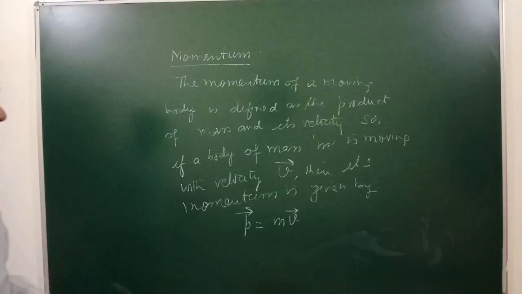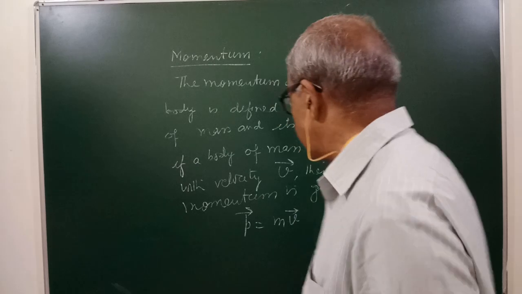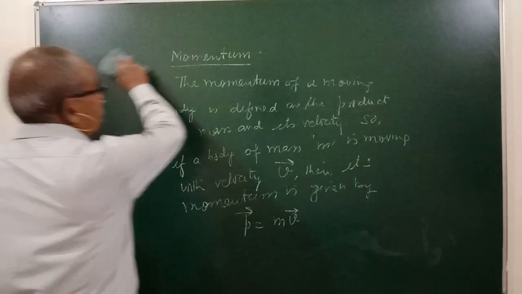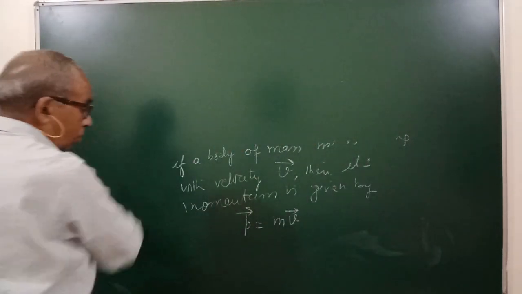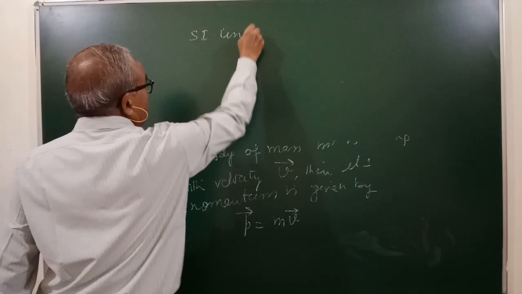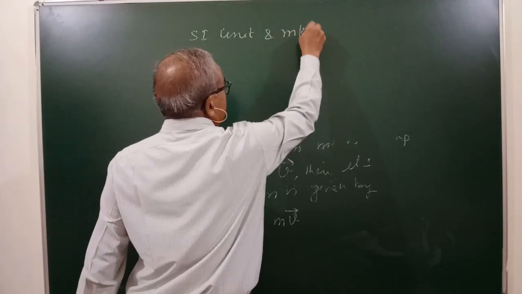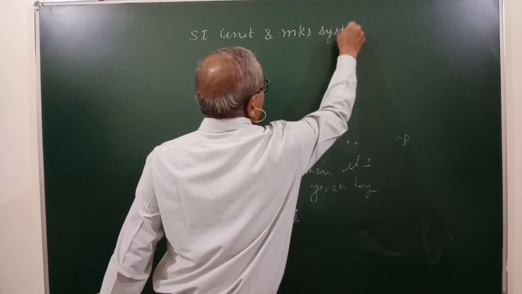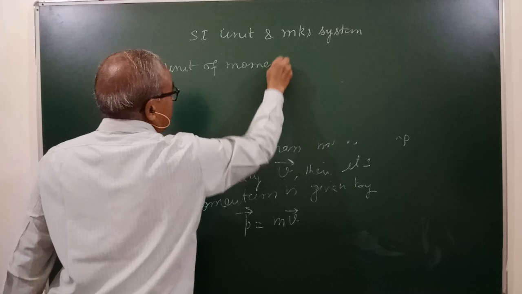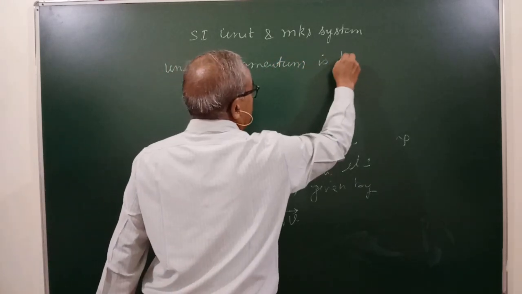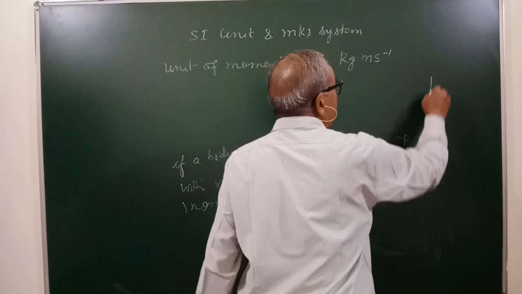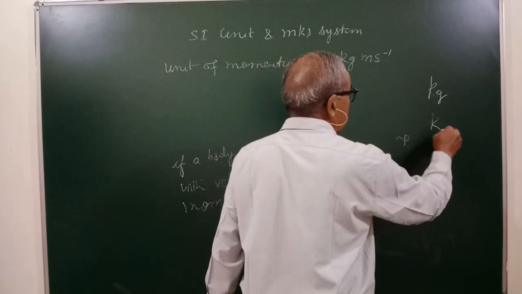Momentum is a vector quantity, as velocity is a vector quantity. The direction of momentum will be along the direction of velocity. You can understand it easily. The SI unit, or MKS system unit, of momentum is kg meter per second. Kg, small k, should be written like this, kg, not like this. This is wrong to write.